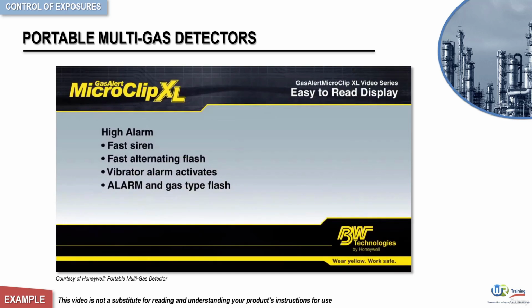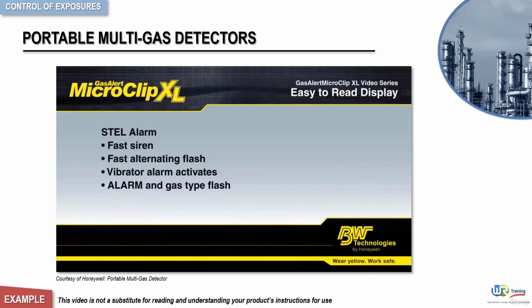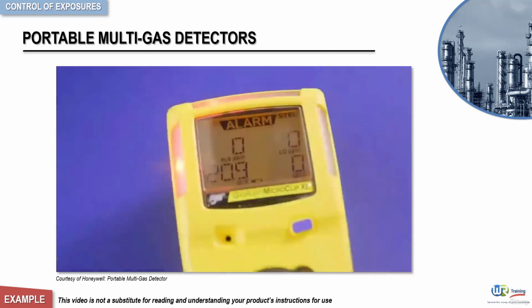STEL readings are calculated only for toxic gases. STEL stands for short-term exposure limit, basically measuring your average exposure over a preset time period. This floating window can be set from 5 to 15 minutes.